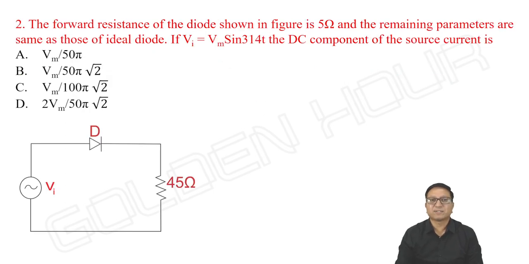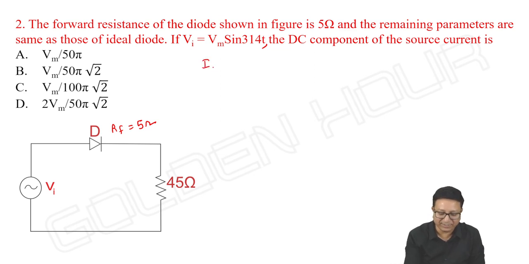The forward resistance of the diode shown in the figure is 5 ohms and the remaining parameters are same as those of ideal diode. Okay, diode forward resistance is given. If Vi is equal to Vm sin 314t, the DC component of the source current is, same thing, right? So DC current they are asking, a half wave rectifier. Diode forward resistance Rf is given as 5 ohms. Okay, data is given. Earlier problem, right, Rf and Rl values were not given. Now the values are given.